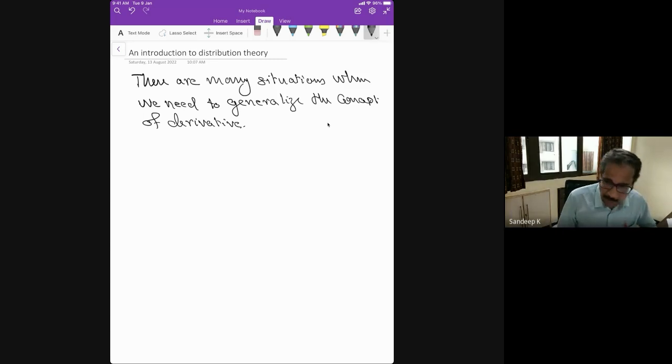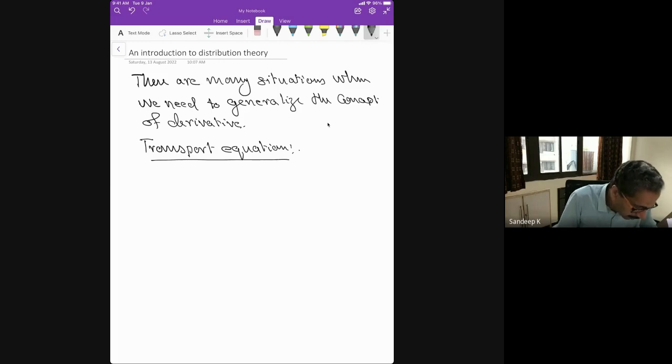Okay. So I'm going to start with a very simple partial differential equation, what is known as the transport equation. The equation that I want to study is u_t at (x, t) plus c times u_x at (x, t) is equal to zero, and you need u at (x, 0) to be equal to some f of x.